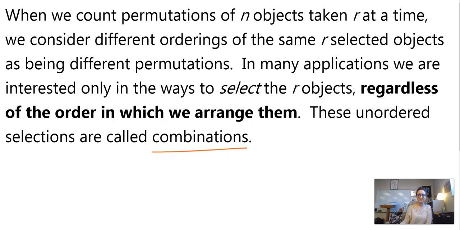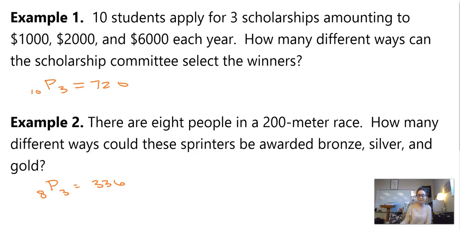So here's the difference between a permutation and a combination. Let's go back to example 2 here. Let's say there are 8 people in the 200-meter race, and let's just say there are 3 medals, and we don't care if it's bronze, silver, or gold.